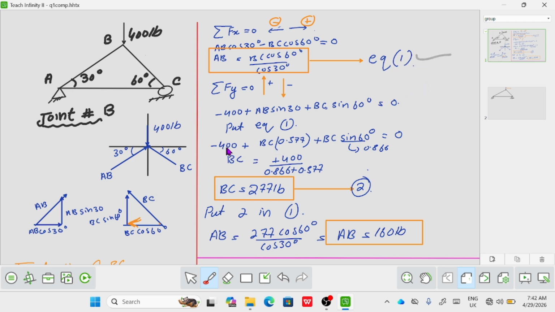So negative 400 plus BC times (cos of 60 divided by cos of 30 degrees, which is 0.577) times sin of 30 plus BC sin 60, which is 0.866, equals 0. So BC will become equal to 400 divided by 0.866 plus 0.577. If you calculate it on your calculator, BC will become equal to 277 pounds. So the BC value is 277 pounds.